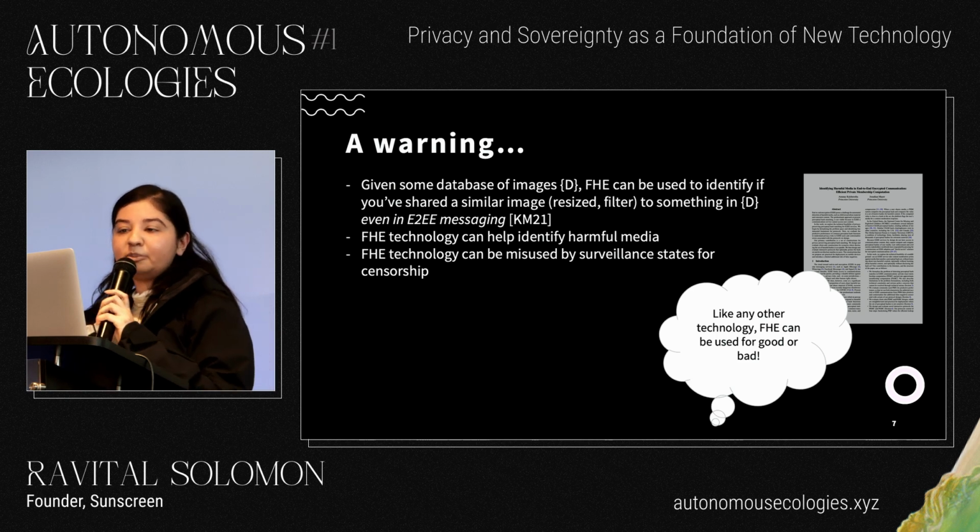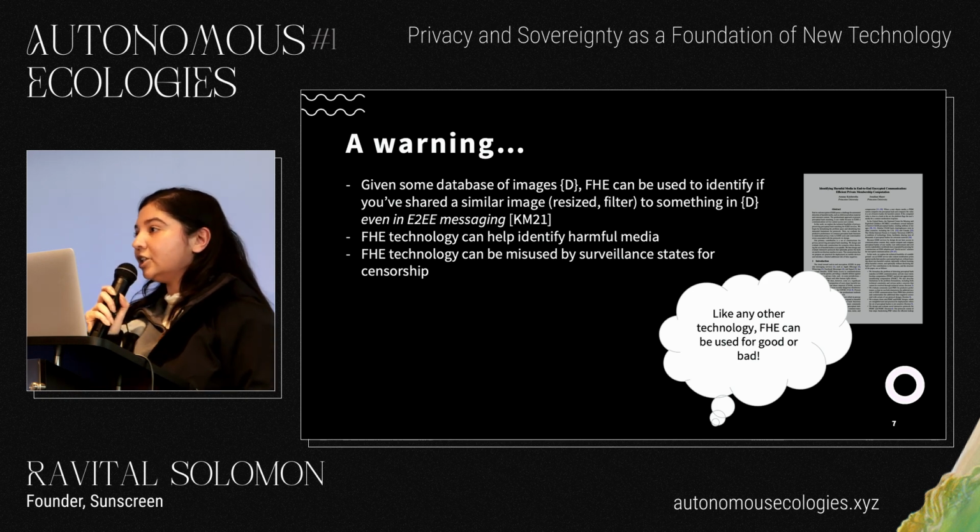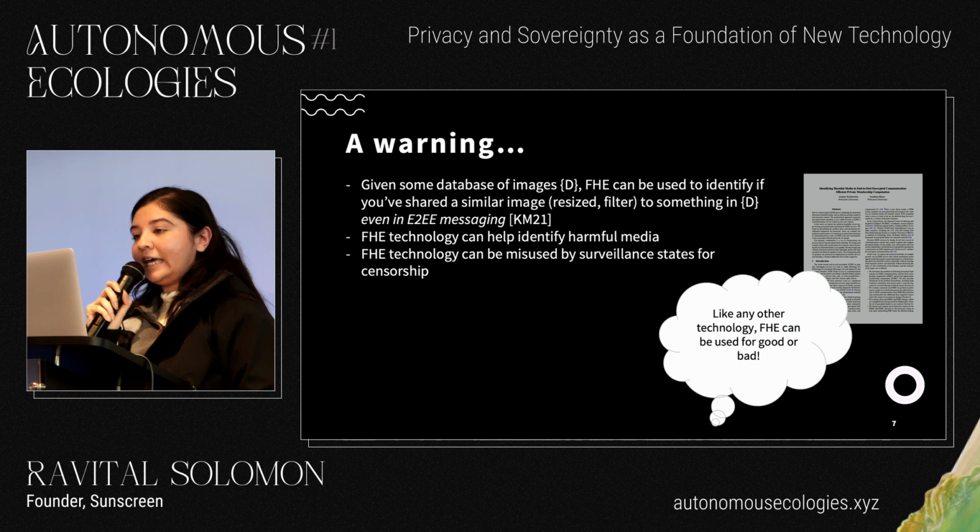A quick warning. People think of privacy technology as being only good, but it turns out that FHE could actually be used for some fairly evil purposes. There was an interesting publication in USENIX Security 2021, and the idea here was that you can associate a hash with any image. Say that hash is encrypted with respect to an FHE scheme. You would actually be able to detect what sorts of images people have shared in end-to-end encrypted messaging. And this could be used both to identify harmful media, or it could also be used by surveillance states for censorship purposes.